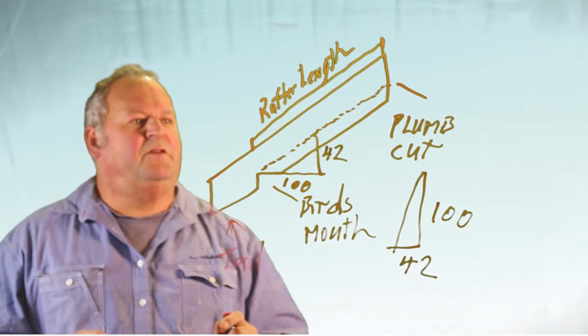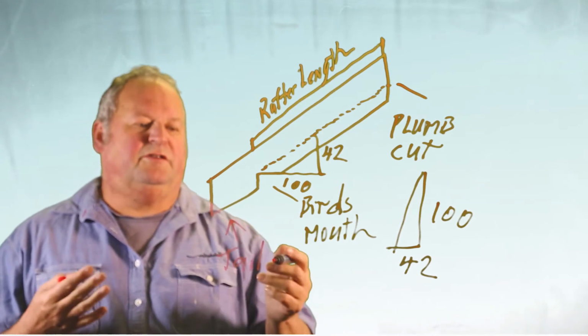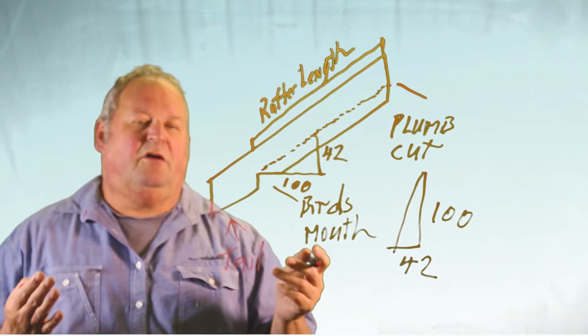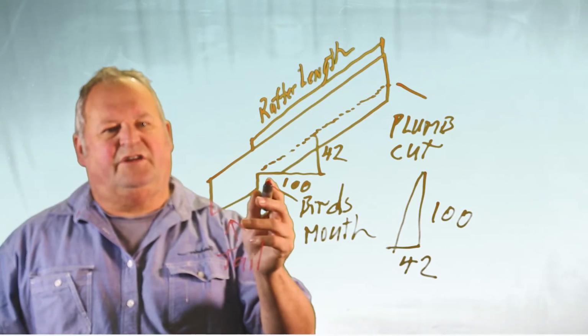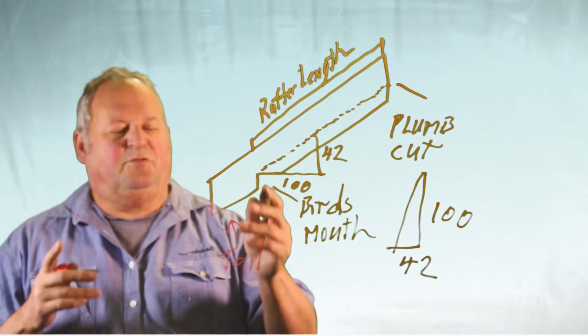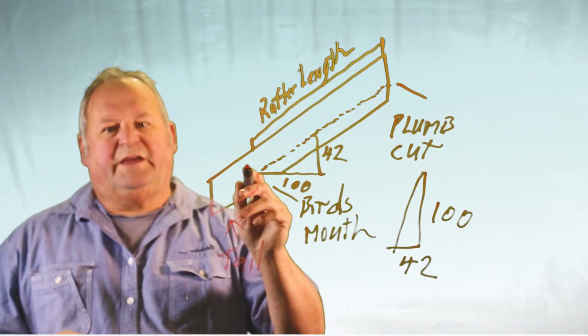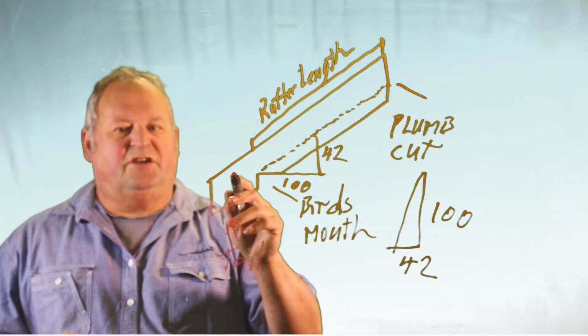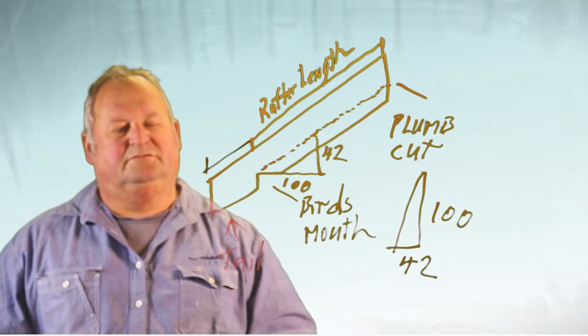Rafter length is applied from the top. And don't forget to add on your tail. Normally, in most dwellings, we have a 600 eave, which allows for brickwork, and 450 sheet. So we would work out the rafter length for 600mm, which would tell us the length of the tail.